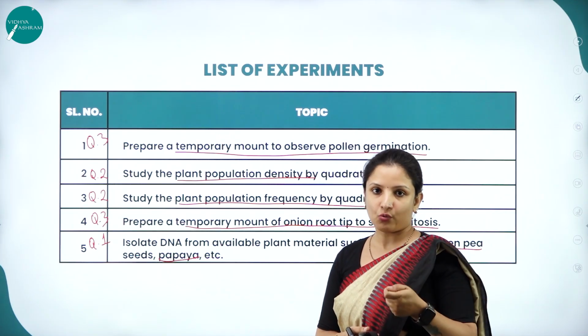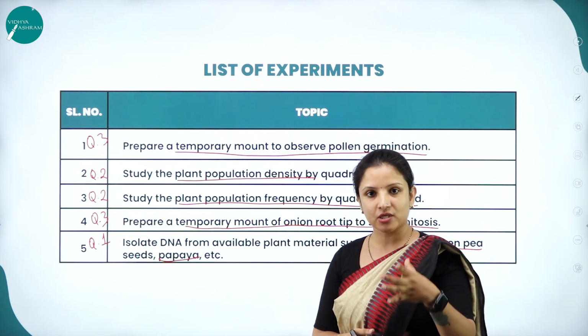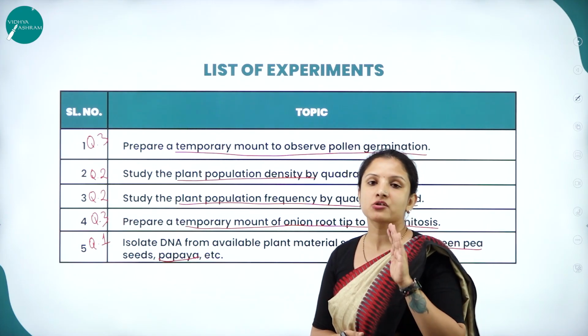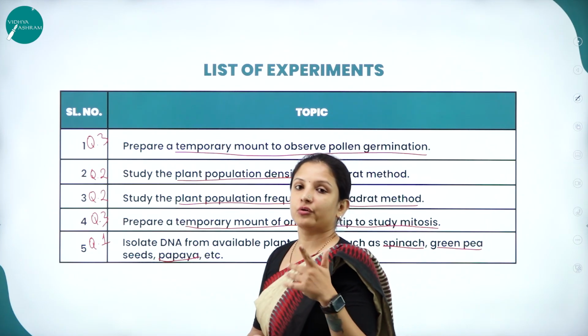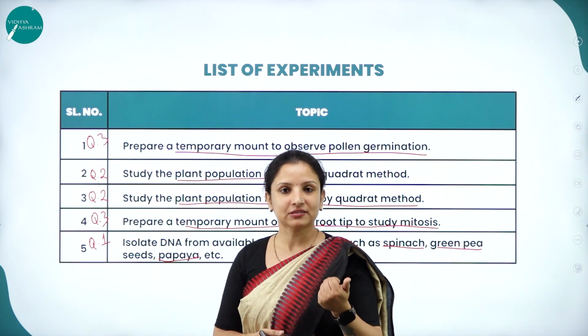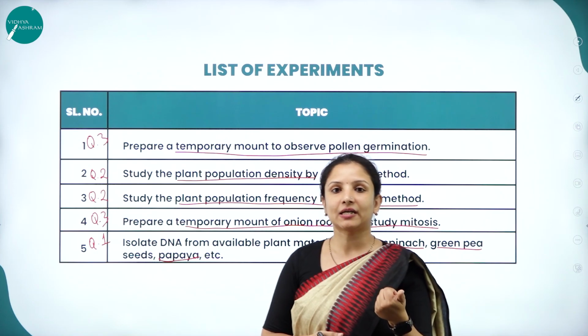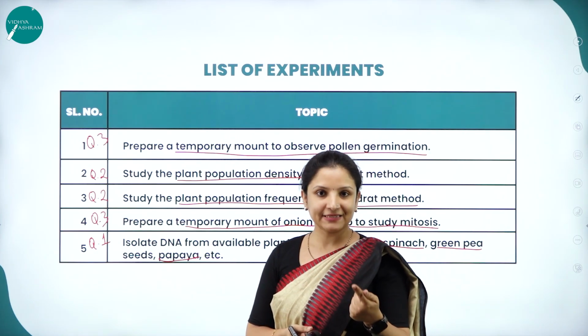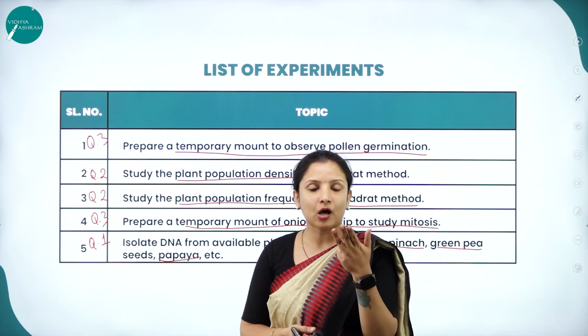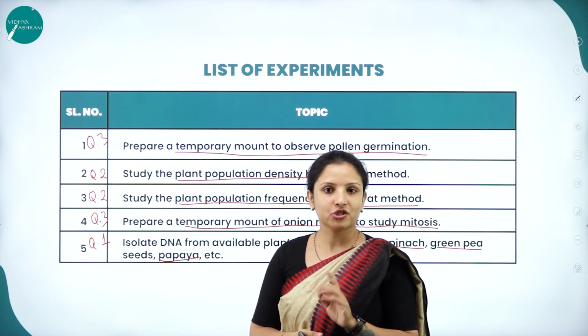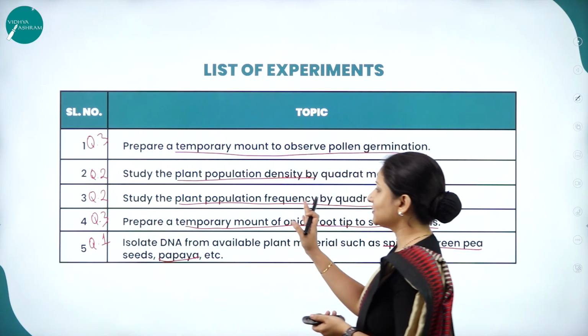The student has to squash it and search for the stages and focus any one stage and show it to the examiner. So in your 11th, you have studied the different stages of mitosis, right? So we studied prophase, metaphase, anaphase, telophase. So out of these 4, any one stage you need to show it to the examiner. So that is question 3.